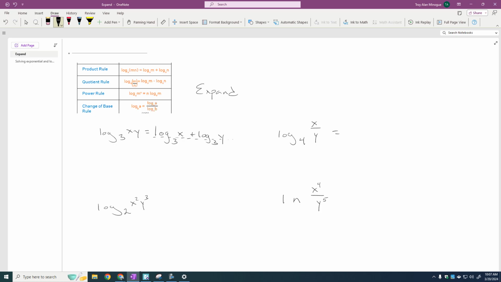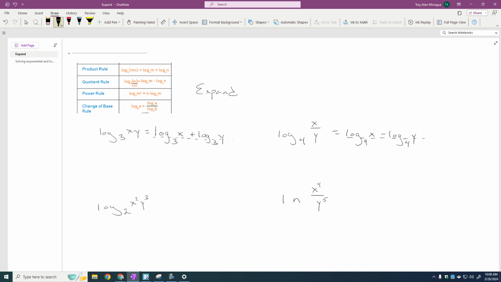Okay, quotient rule. What if I have two things being divided? Well, I can take the log of each one individually and subtract them. Top minus bottom. Once again, that whole top part is on the same line. It's the log of x. It is not 4 to the x power. It's the log of x with a base of 4. The log has a base of 4, not the x.